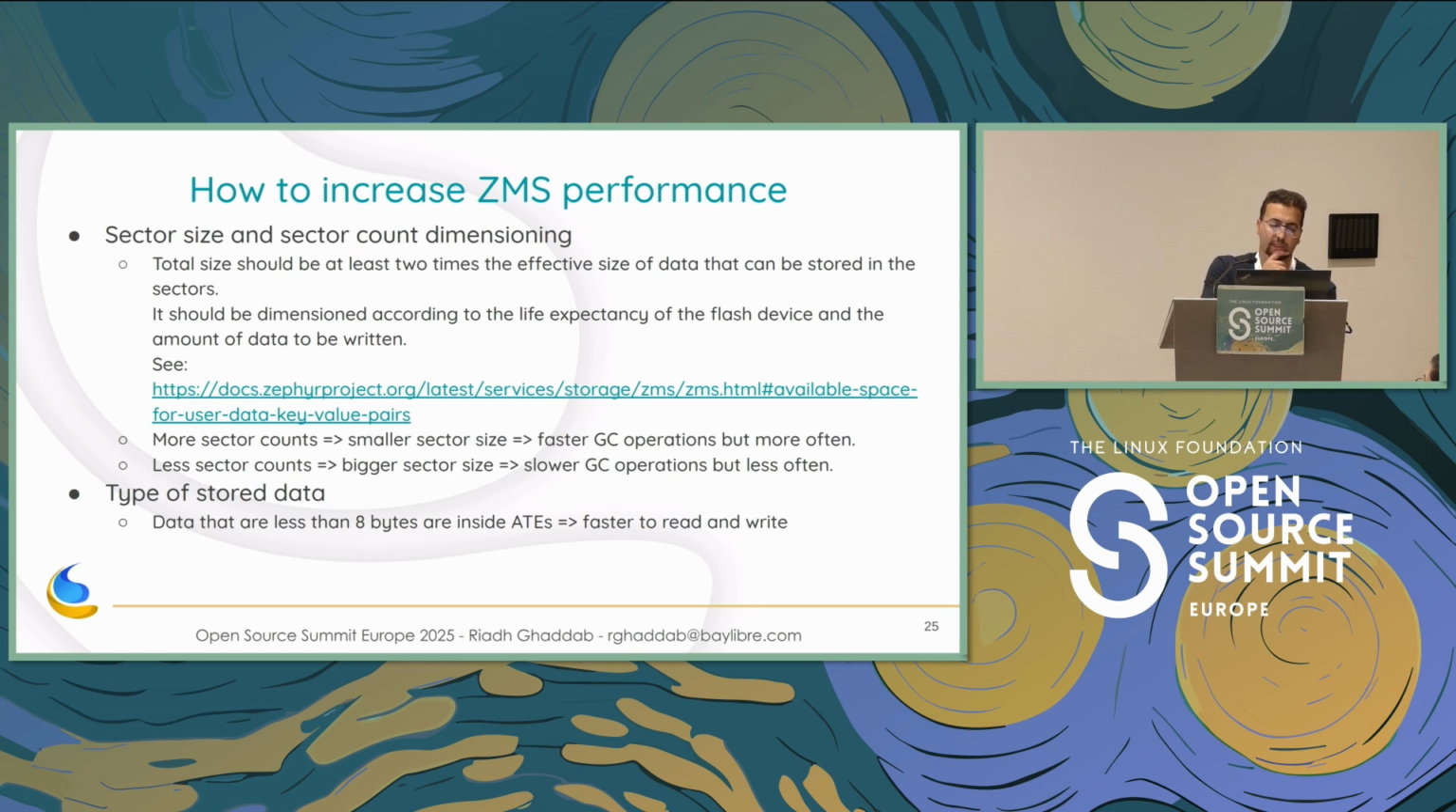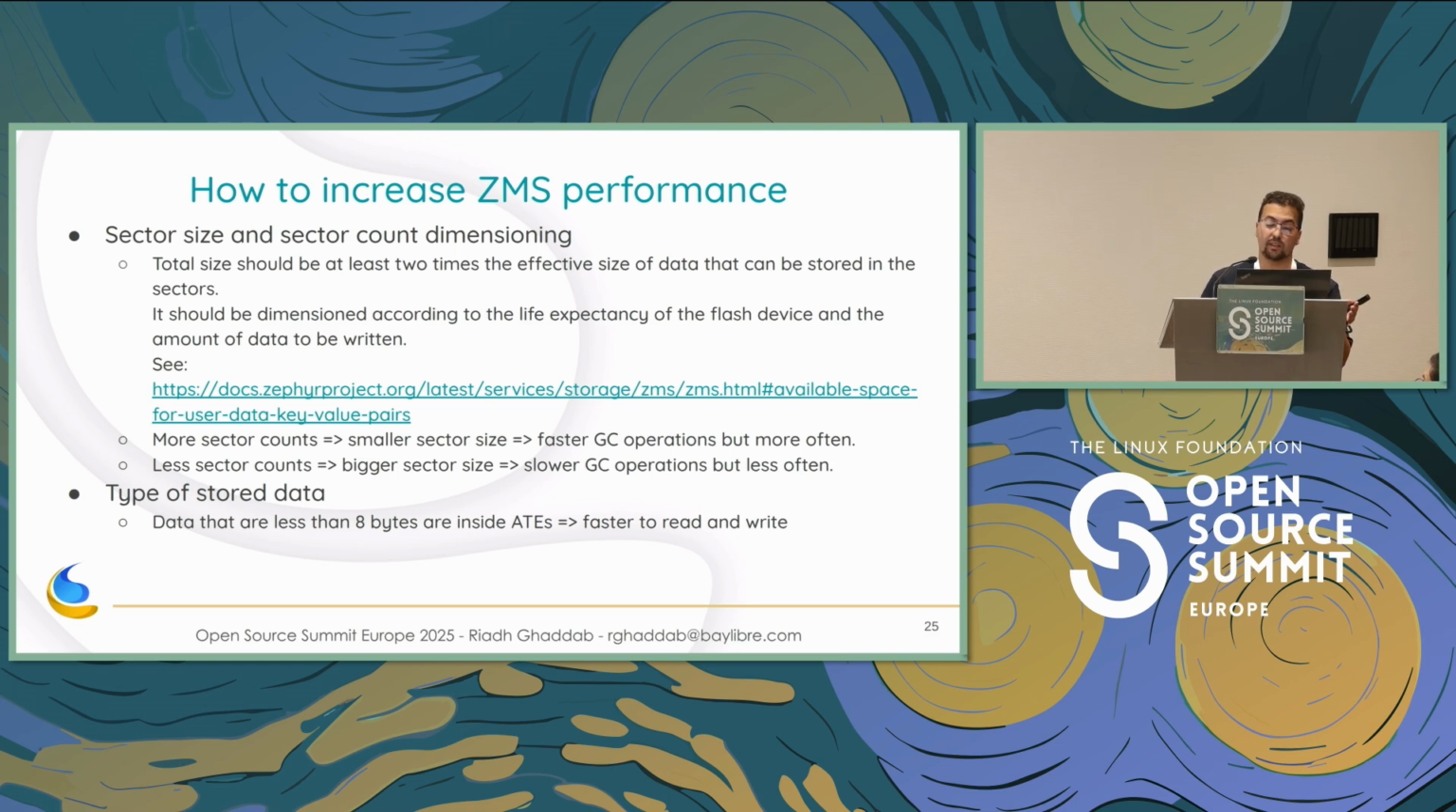Like I explained here, the more sectors you have, the faster the garbage collection will be for the same memory space. The fewer sectors you have, with a bigger sector size, the slower the garbage collection operation is going to be. And like I said, the size should be twice the effective size of data that can be stored in the sector. The effective size is also explained in the documentation online. How to compute that, everything is explained in the link that I put there.